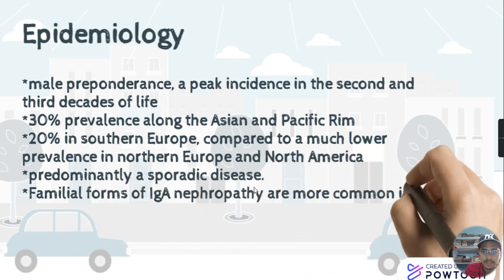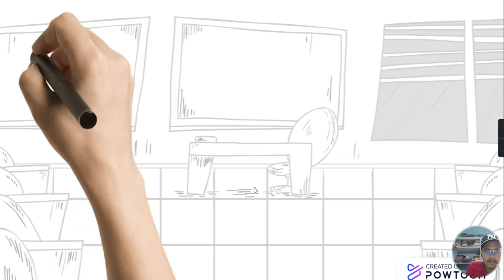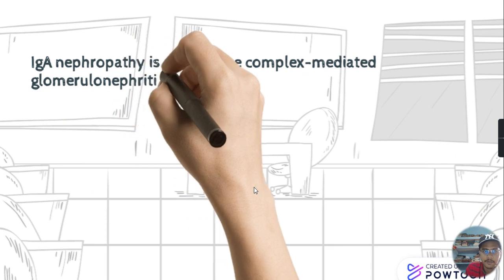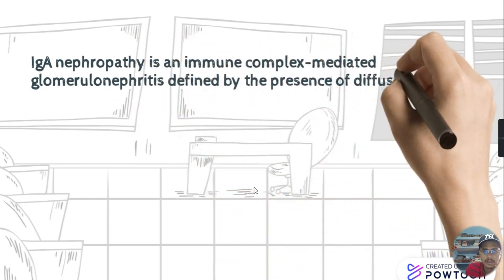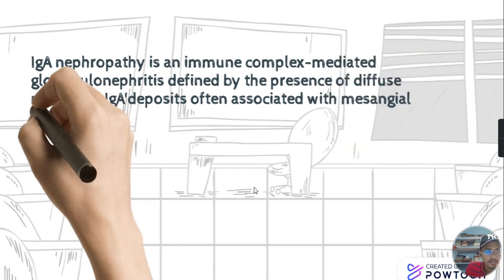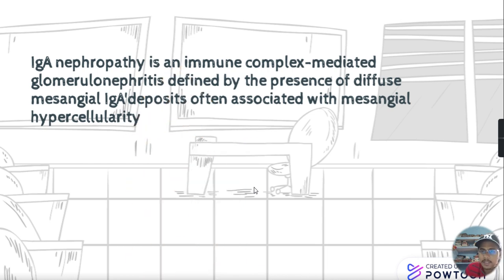Familial forms of IgA nephropathy are more common in northern Italy and eastern Kentucky. Now we will briefly summarize IgA nephropathy, with a definition, and try to explain it. IgA nephropathy is an immune complex mediated glomerulonephritis defined by the presence of diffuse mesangial IgA deposits, often associated with hypercellularity.